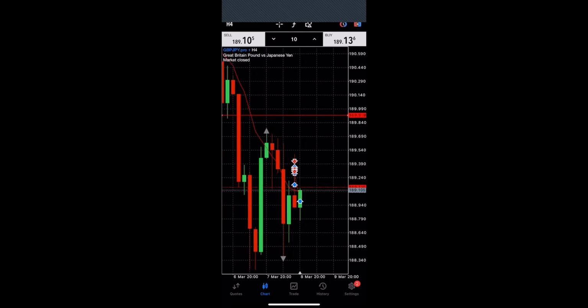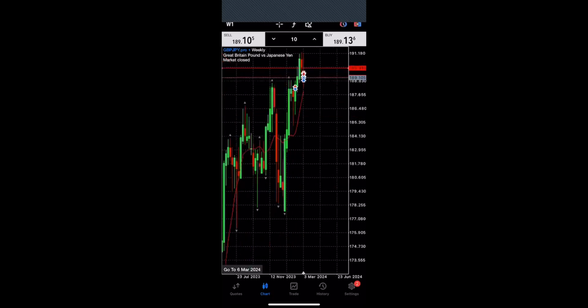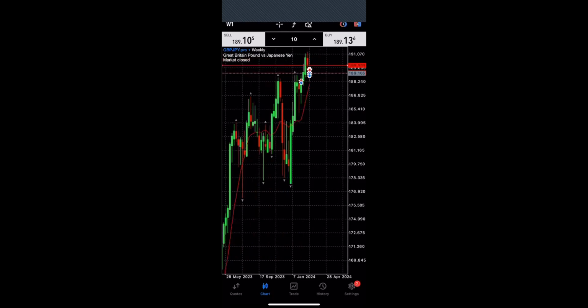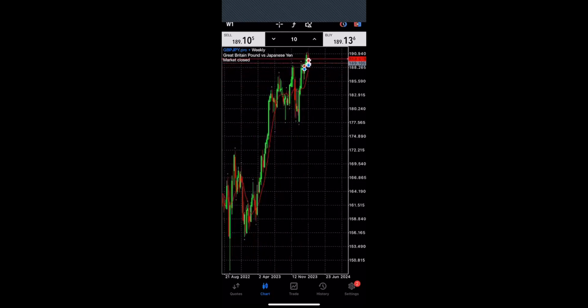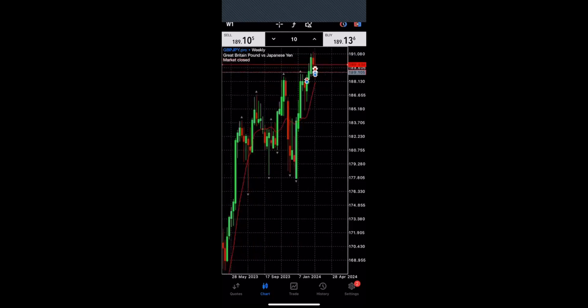Now, I could get a little bit more technical with you guys and get into the weekly and also say, hey, I did see this lower low form right here. Now, I did get a higher high, but I did get a lower low, but I don't want to get that technical. So you just go with the daily and the 4-hour and say, I got the confluence. That's 3 different confluences.